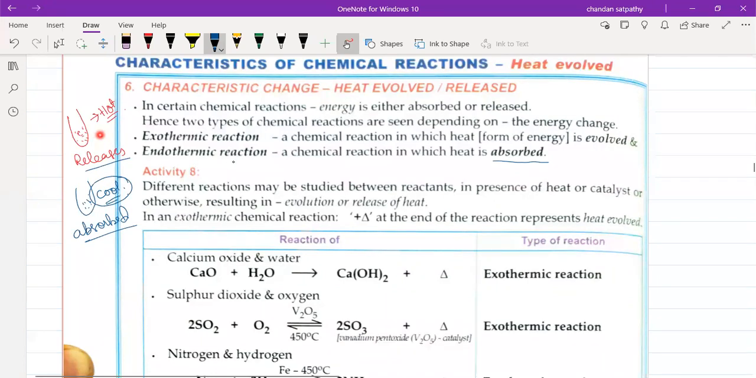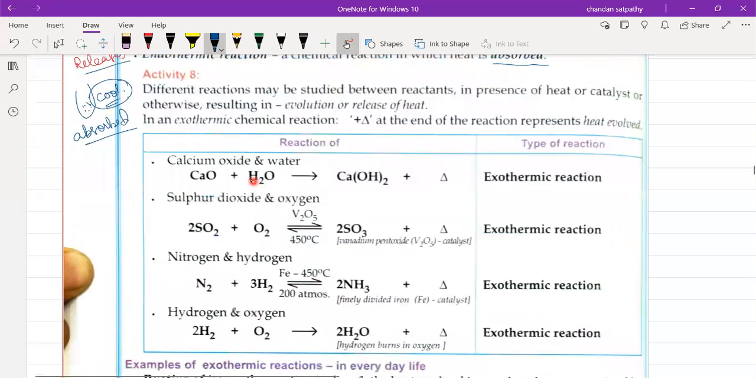Okay, so now let us see some examples of exothermic and endothermic reactions. Here you see, when calcium oxide reacts with water, it forms calcium hydroxide and a huge amount of heat energy is produced. So this sign is called the delta sign. Delta means heat energy has been produced. So hence it is an exothermic reaction. So remember, if there is a plus delta sign, it is called an exothermic reaction.